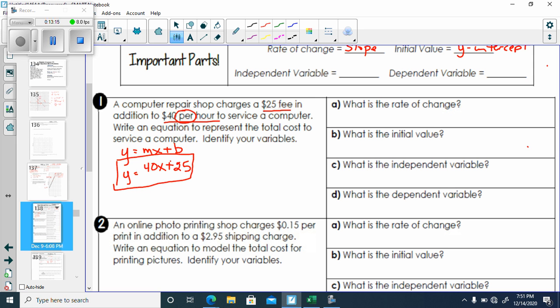There's our equation. That is our linear equation that models this relationship. 40x plus 25. There's our linear equation. See, there's the 25 in place of the b, plus x, your m is 40, equals your y. This is our linear equation.